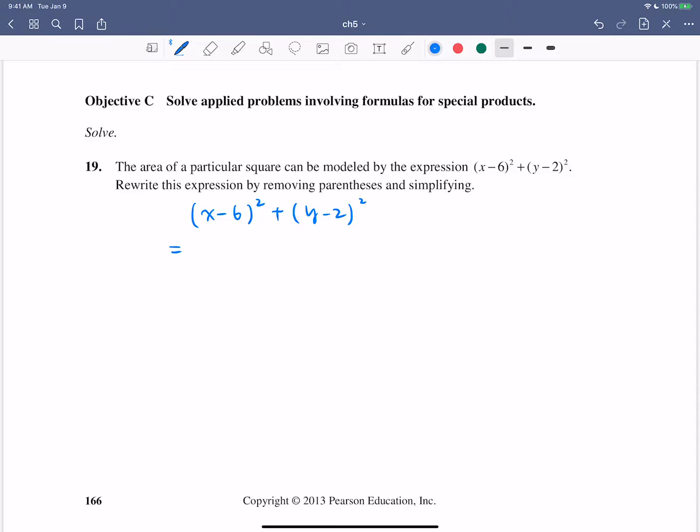For each of them, we are squaring a binomial. Therefore, we just apply the formula for squaring binomials. Squaring the first term, double the product, and squaring the second term. And you're going to apply the same thing to the second square. So plus square the first term, double the product, square the second term. Now let's calculate.